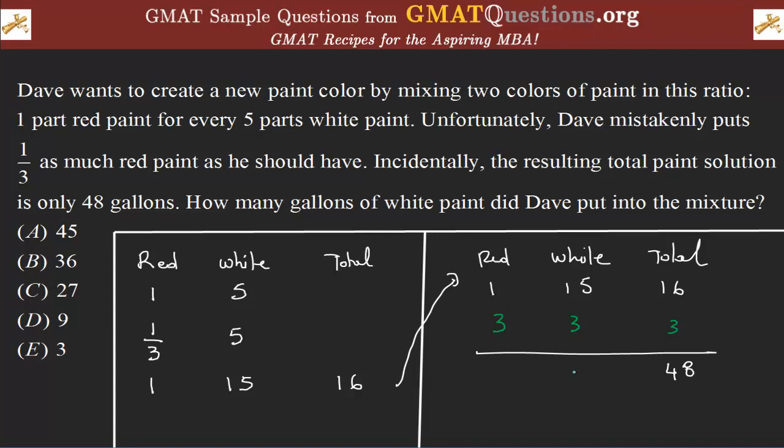Now, in order to find how many gallons of white paint they put into the mixture, all we have to do is look at white and multiply 15 by 3. So 15 multiplied by 3 is clearly 45. And that is our answer. So the correct answer is A. Let's write it down. A is the correct answer.